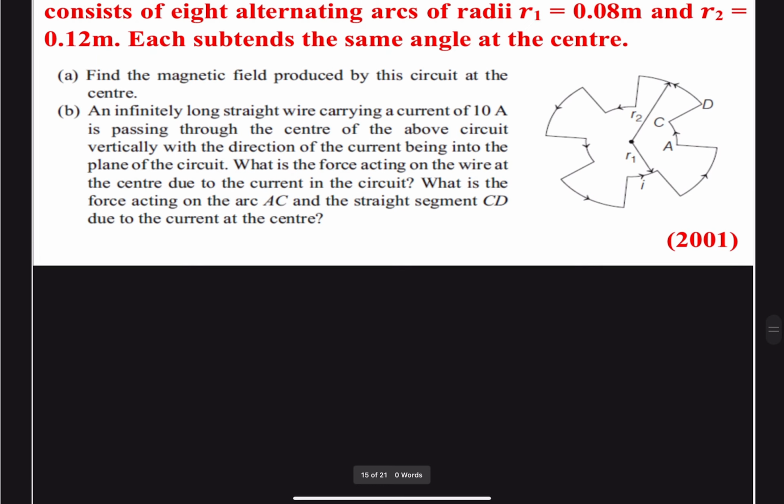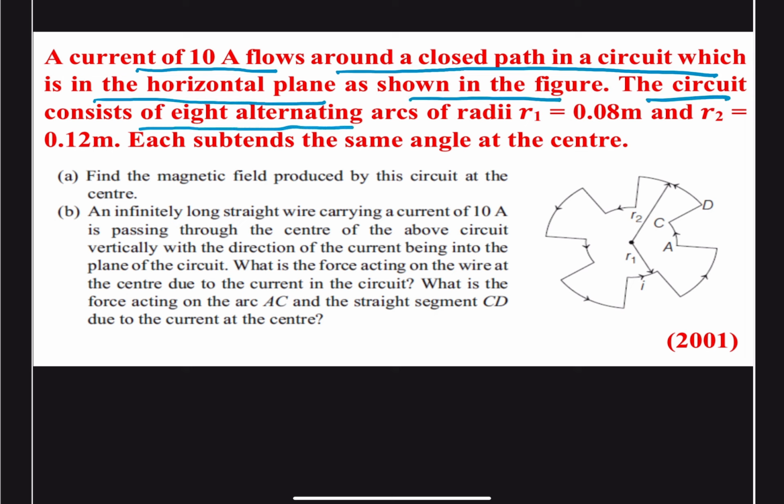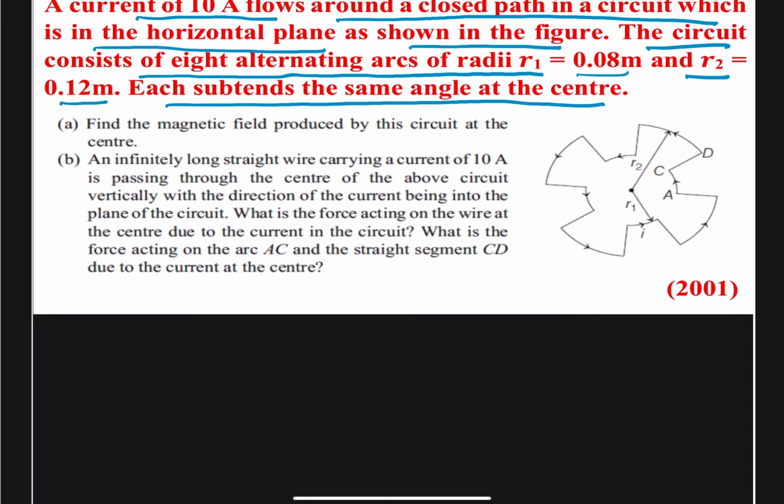Come to the next question, and it says that a current of 10 ampere flows in a closed path in a circuit which is in the horizontal plane as shown in the figure. The circuit consists of 8 alternating arcs of radii R1, which is given as 0.08 meter, and R2, which is given as 0.12 meter. Each subtends the same angle at the center. So based on this description, we have two questions. First, find the magnetic field produced by this circuit at the center.